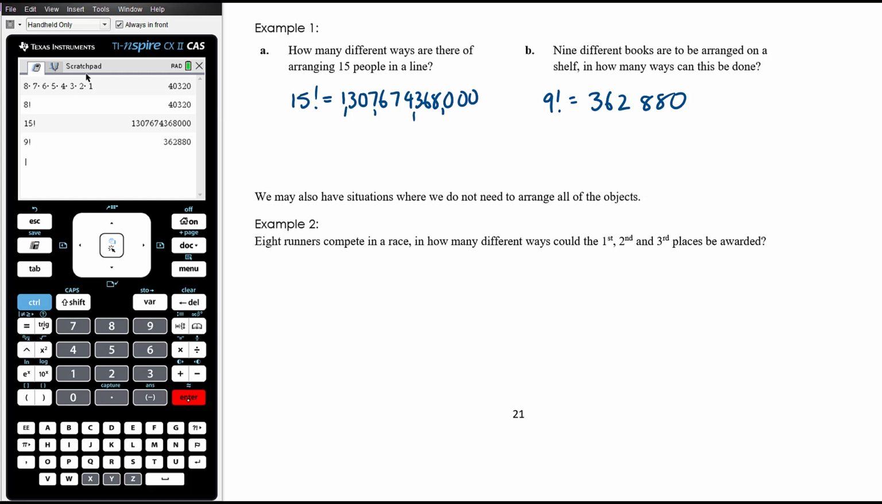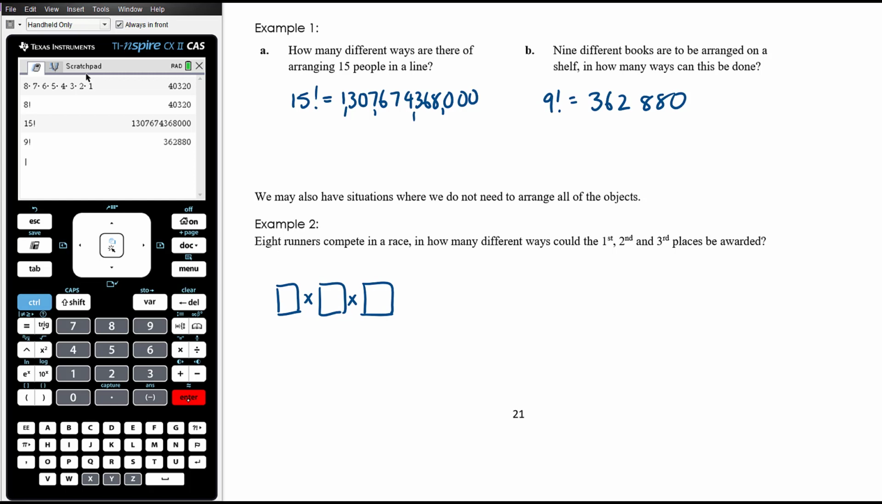So what's going to start to happen is we're going to have situations where we perhaps don't need to arrange all of the objects. So let's think about if we had 8 runners competing in a race. In how many different ways could the first, second and third places be awarded? Now I find often in solving these kinds of problems a pigeonholing technique is useful. Okay, so we're going to have 1, 2, 3 places that we need to fill in this running race. Someone needs to come first and second and third.